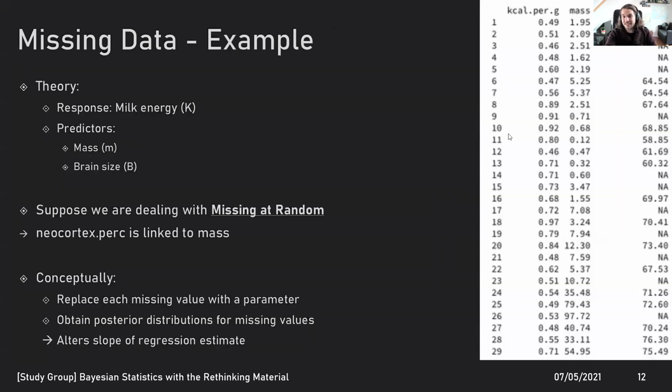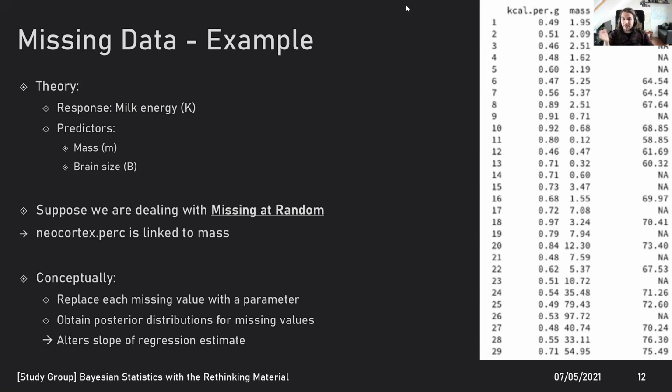Let's talk about missing data in an example. So now we just had that hypothetical of what's happening with dog eats homework. Now let's talk about the example that I mentioned earlier, which is the neocortex example from chapter 5. The theory behind this example is that we have a response, which is the milk energy of different primate species, and the predictors are average body mass and average brain size, or neocortex percentage. So brain size identifying how much of the brain is neocortex.